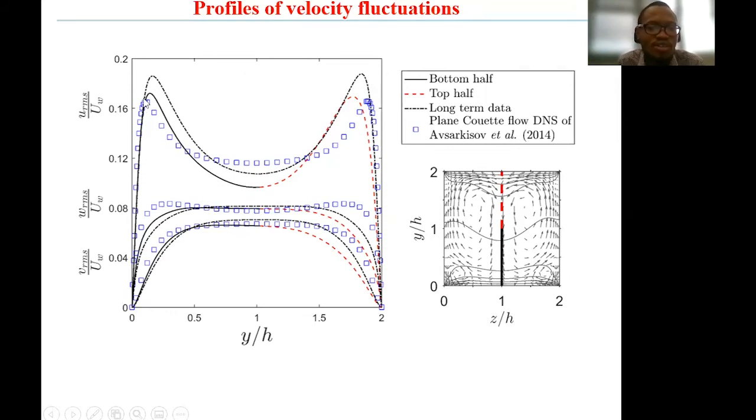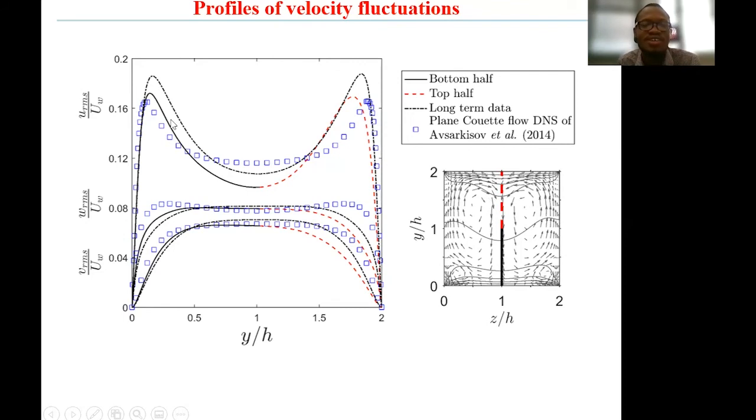Again, if you look at the plot of the streamwise velocity fluctuation close to the lower wall, you see that the peak in the URMS plot is closer to the wall at the bottom half of the duct, but at the top half of the duct, the peak is further away from the wall. So we can explain this again based on the fact that the local Reynolds number at the lower wall is higher than what you have at the upper wall.